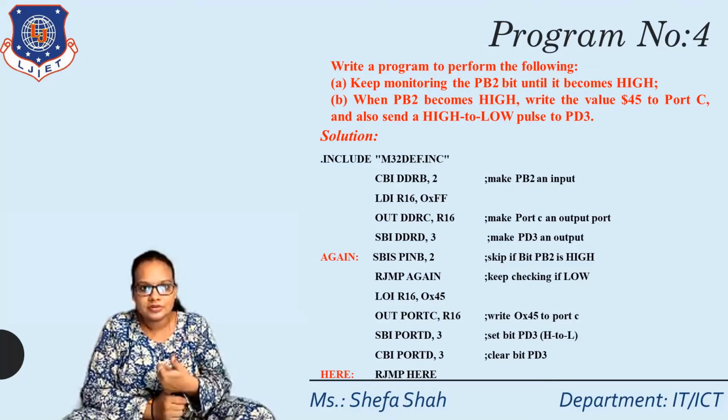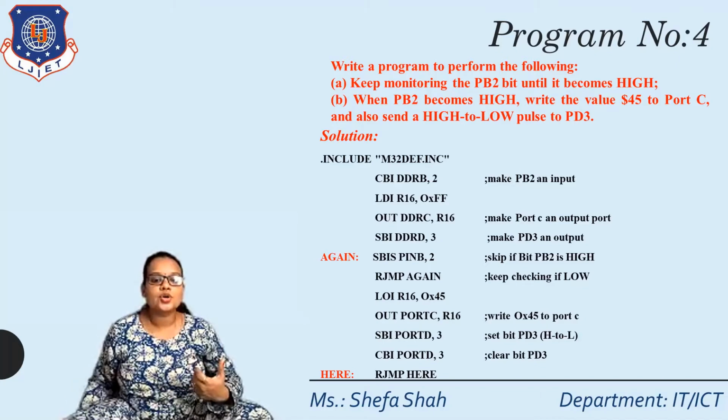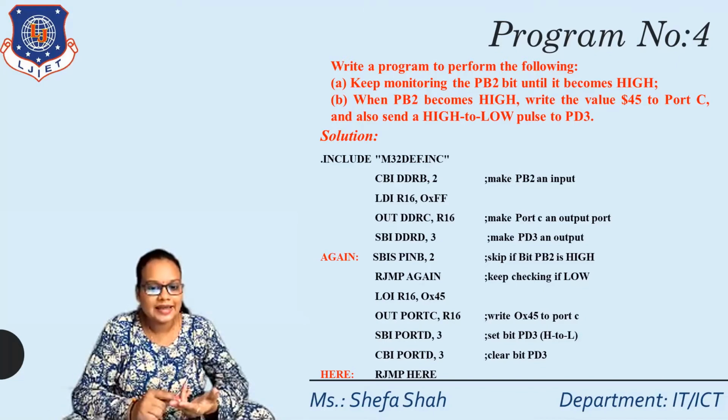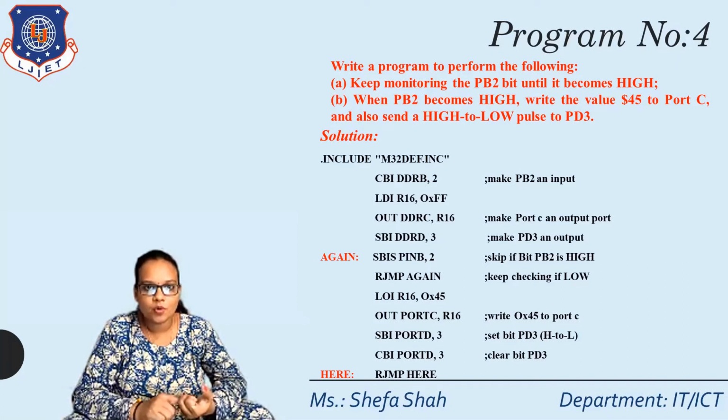So we will make one in the PD3. So SBI DDRD comma 3. Clear? Now what we need to do is check this PB2 bit. So SBIS PINB comma 2. That means port B second bit is working as input.